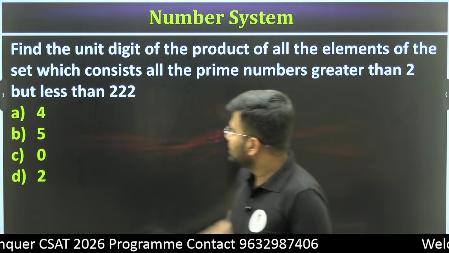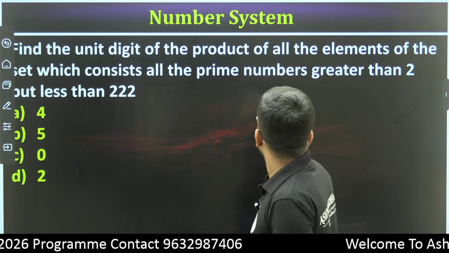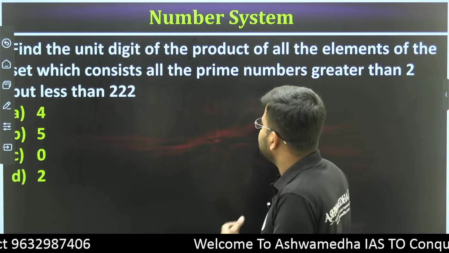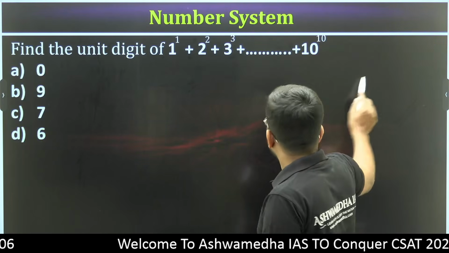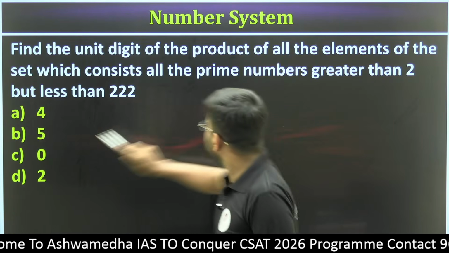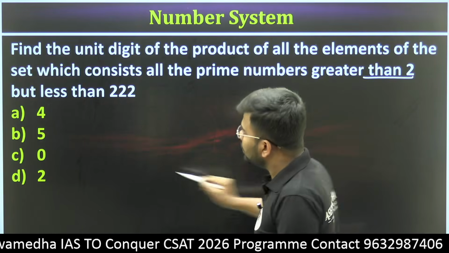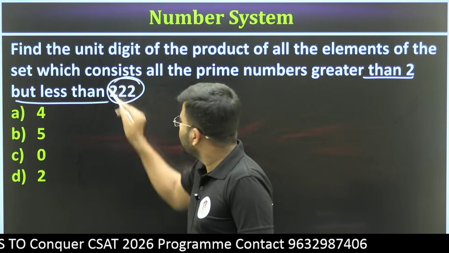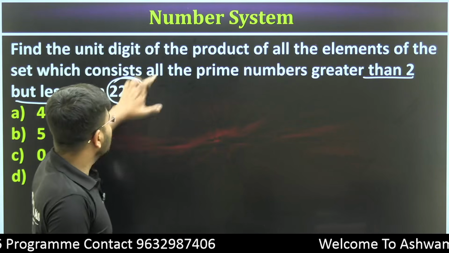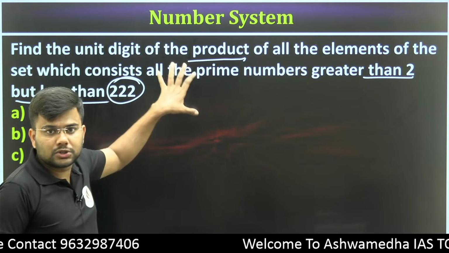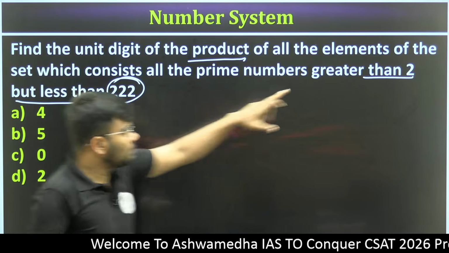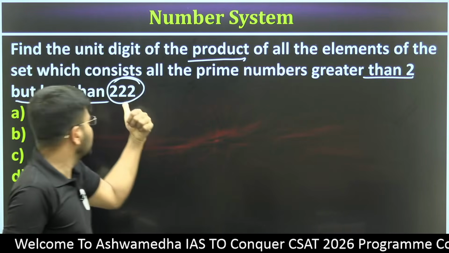Let's see the next question. Find the unit digit of the product of all the elements of the set which consists of all the prime numbers greater than 2 but less than 222. That means you are supposed to find the unit digit of what? The product. Unit digit of the product of which numbers? Prime numbers greater than 2 and less than 222.